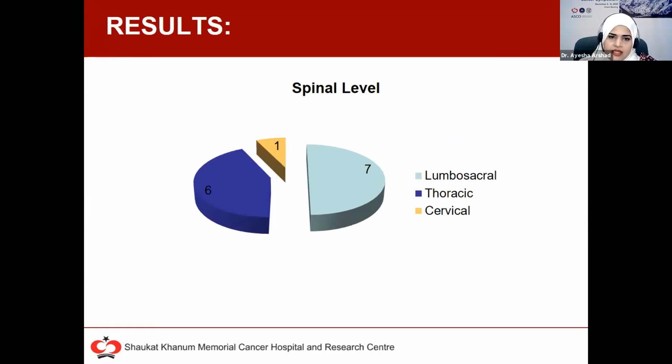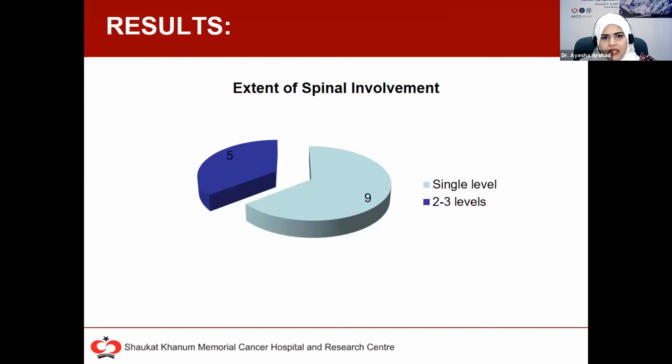So in all patients presenting with any metastatic fracture in the spine, we get an MRI whole spine with contrast to see the disease burden in the spine. And when we did that, we found that half of them had disease in the lumbosacral spine. About 6 patients had disease in the thoracic spine. Only 1 patient had a cervical metastatic fracture that got fixed. Then the extent of spinal involvement, how many levels were involved? Most, 2/3 of the patients, had single level disease.